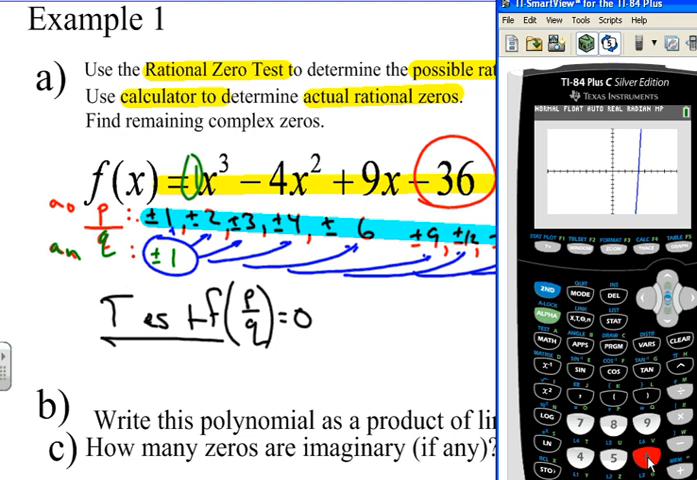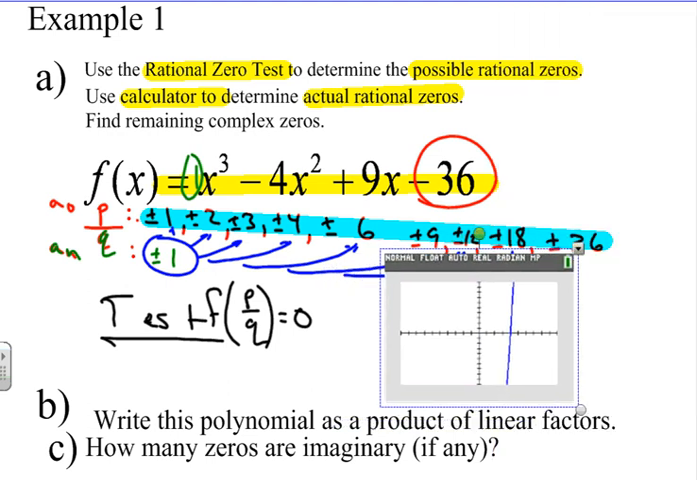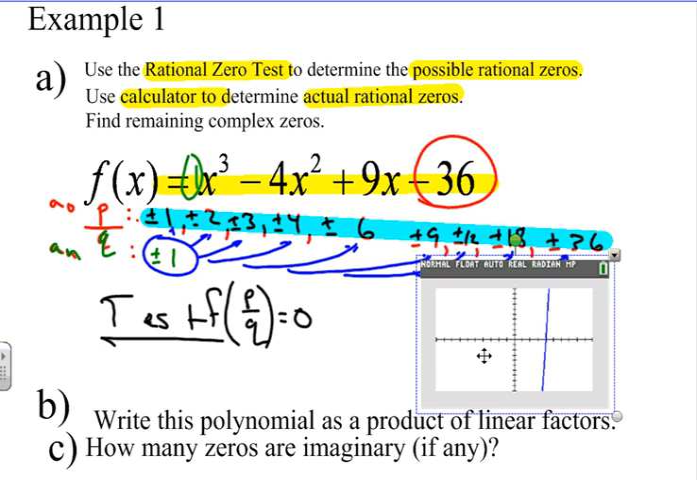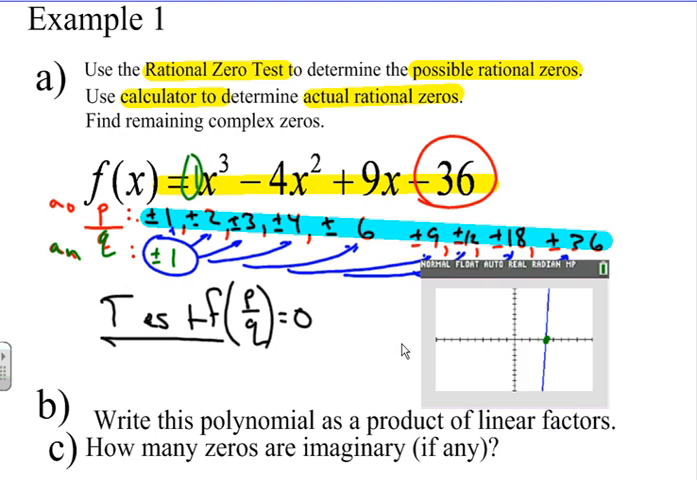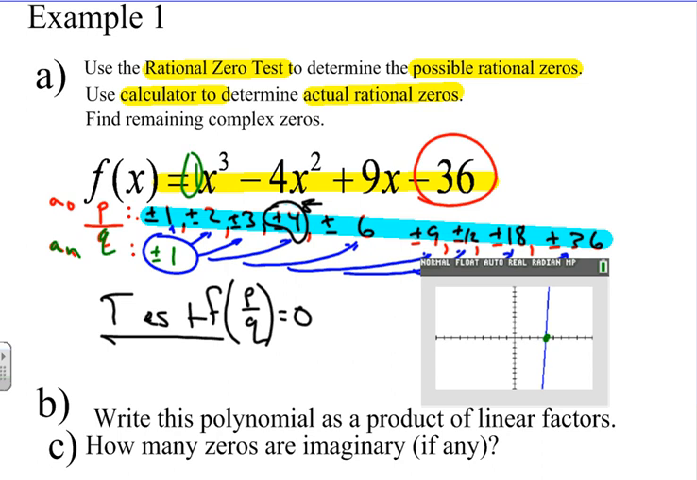Well, we notice that it appears that we have one right here. When I take this down, it appears that we have one located right here at positive 4. Now, to verify this, I'm going to go to trace, punch in 4, press enter, and I should get a value of 0. Yes. So what we just found out is 4 is a rational zero. So this positive 4 that we found is actually a zero of this function. So it's rational.